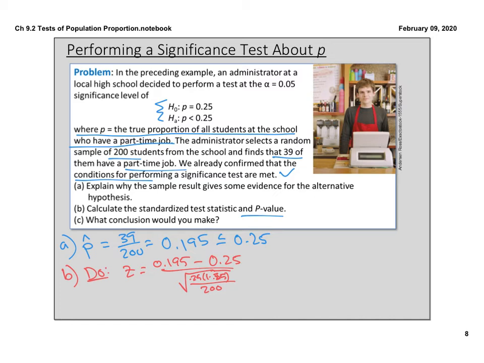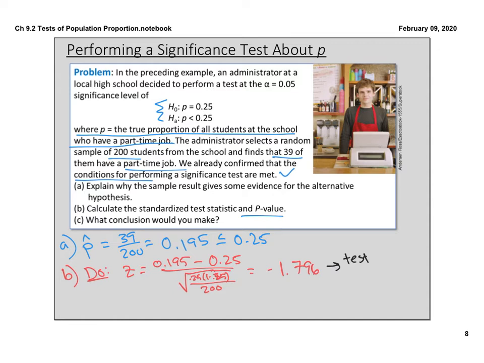And then I'm going to divide that by 200, and then take the square root of that. Okay, so there's my denominator. Then I'm going to take 0.195 minus 0.25, and I have negative 0.055 there. So I'm basically just typing that whole thing in red into my calculator, and I end up with a z-score of negative 1.796, roughly. Okay, negative 1.796 is approximately my test statistic.